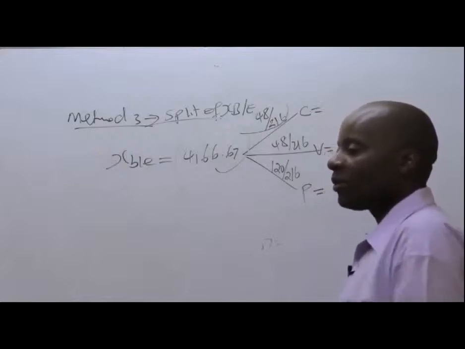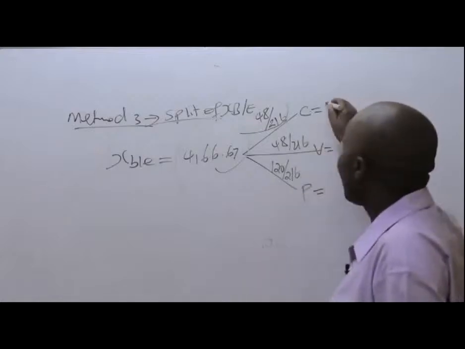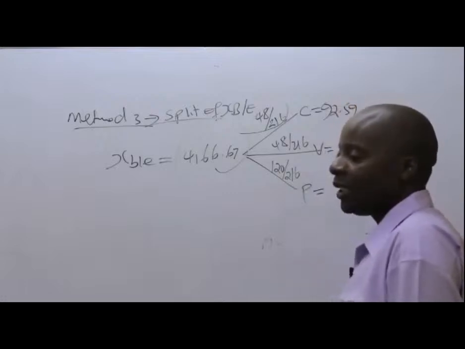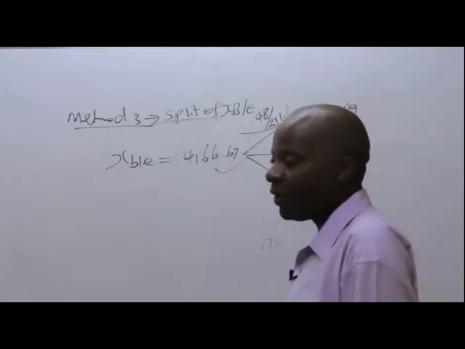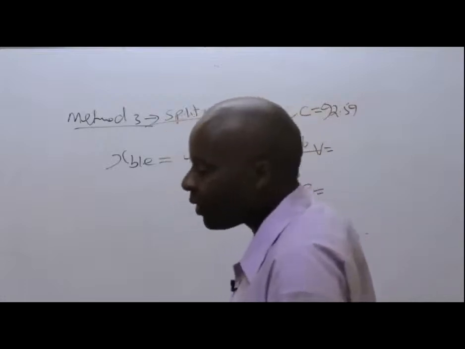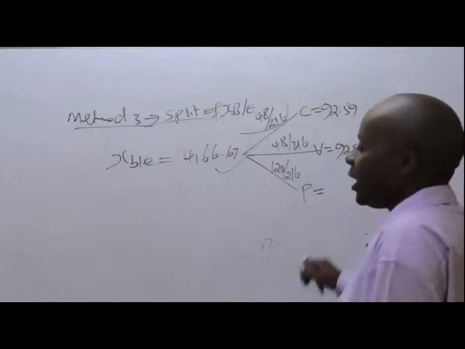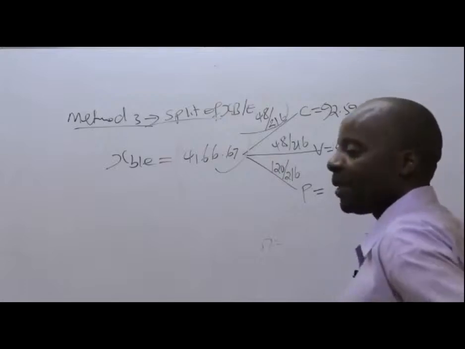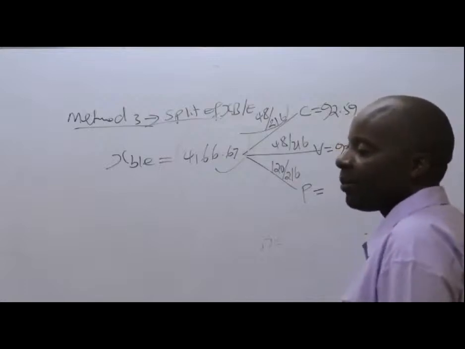Somebody, Nicholas, please give me the first figure. Timothy has given me 92.59. Please go to V. V, what do we have here for V? 925.94. That is V. And then the last one is P.